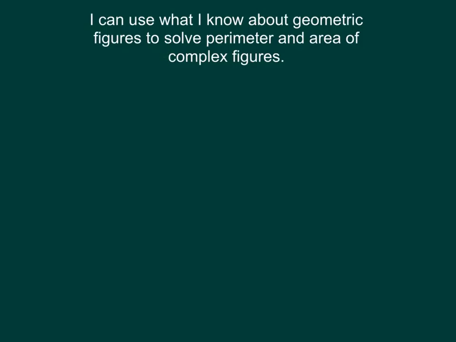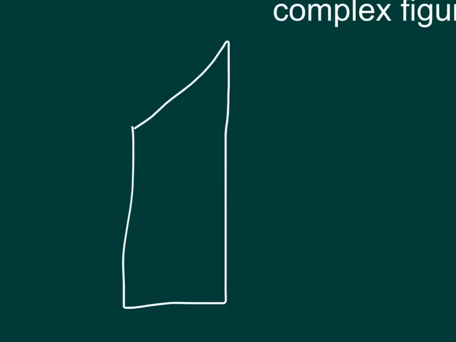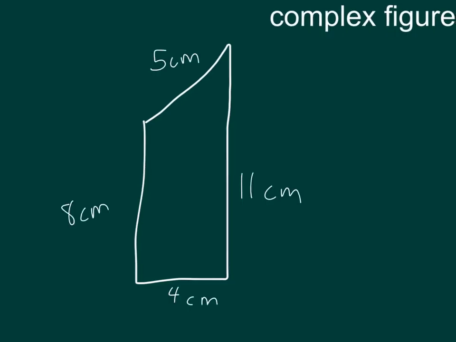Complex, to me, means that it's not simple. There's some extra information there that I need to figure out. Here's an example of a complex figure. Let's take a closer look. If I look at this closely, I notice that it's not a triangle, it's not a rectangle, it's not a parallelogram, it's something different. Let's look at the lengths of each of these sides. So as you can see now, this is definitely not a figure that we have learned how to solve.